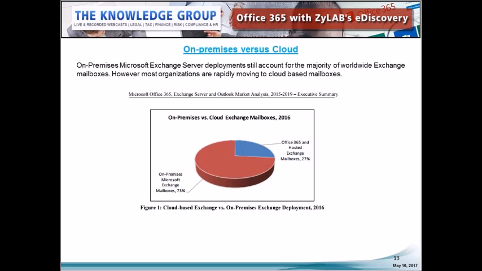Now, what we see is that we're still living in a kind of hybrid world. Large part of data, and this was 2016, I'm sure, Rachi, that the numbers are already different. But in 2016, 27% of all the Exchange data was hosted in Office 365. 73% was still on-premises Microsoft Exchange mailboxes. But the share of Microsoft 365 is growing very, very rapidly.